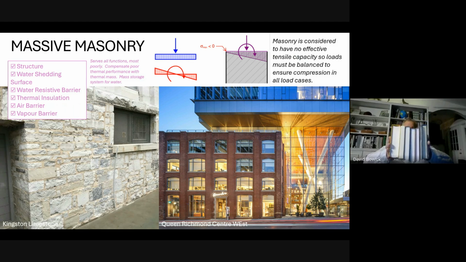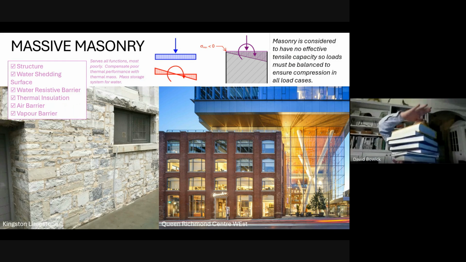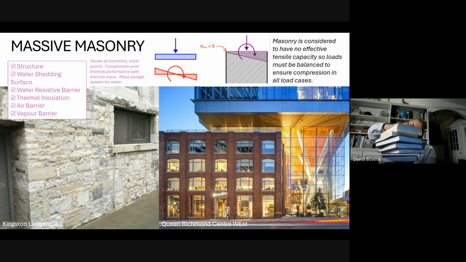So these books are spanning between my hands. They are not failing in tension, notwithstanding the fact that they are not glued together, right? So if we apply sufficient compression, we can overcome the tension that it would have had, and it gives it bending capacity. A massive masonry wall has the weight of the building on it. It's got its own weight, and it's got the weight of the building above. So it's in compression.